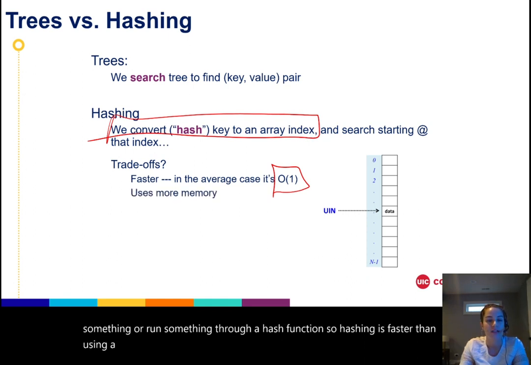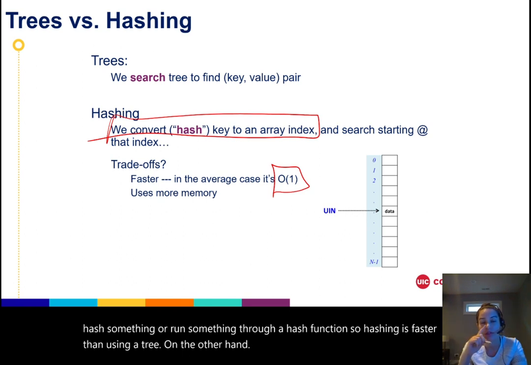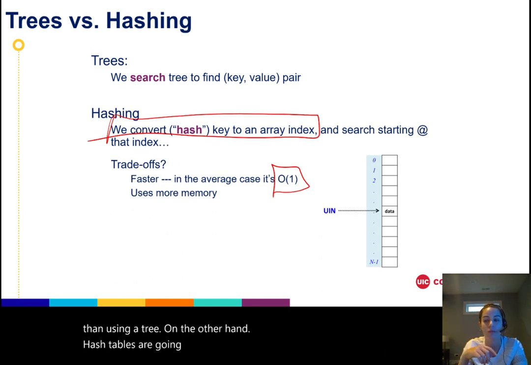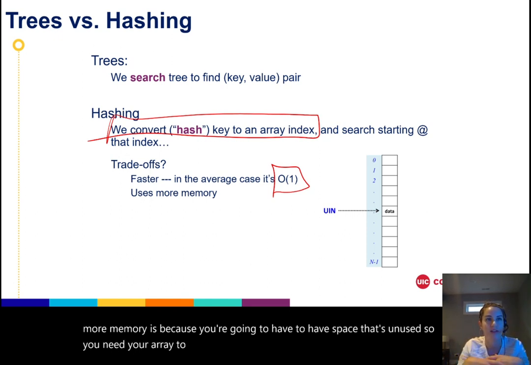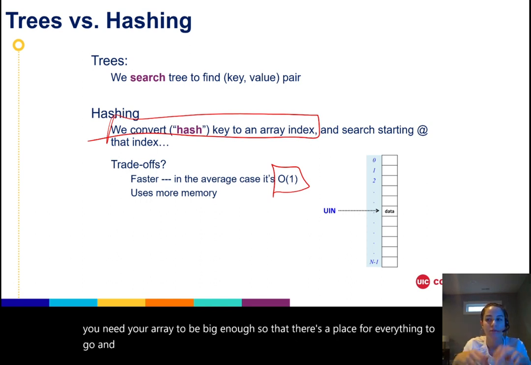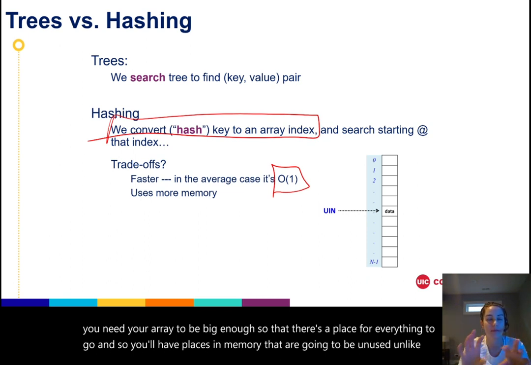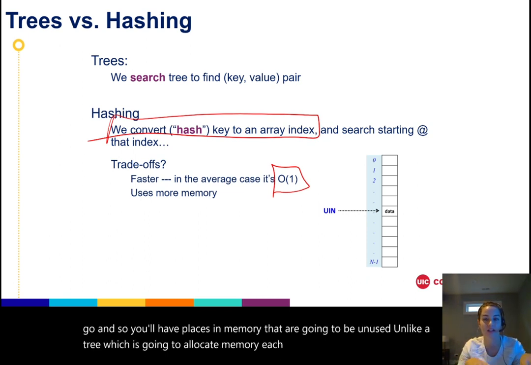On the other hand, hash tables are going to use more memory. The reason is that you're going to have space that's unused. So you need your array to be big enough so that there's a place for everything to go. And so you'll have places in memory that are going to be unused, unlike a tree, which is going to allocate memory each time something is inserted and connected all together.